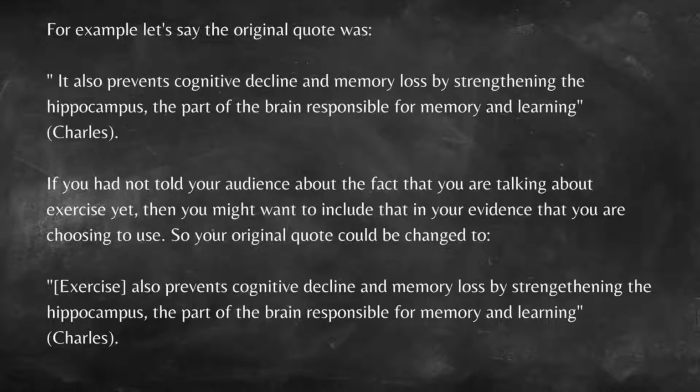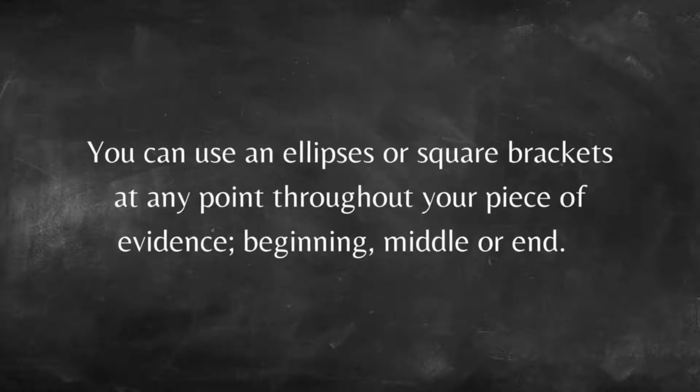For example, we'll keep the same original quote we used before, but this time, let's say that maybe you haven't told your audience yet that exercise specifically is what you're talking about. This is something that you can add to your evidence. So you would put exercise in square brackets, and notice how that replaces the "it" from the original text. So, exercise also prevents cognitive decline and memory loss by strengthening the hippocampus, the part of the brain responsible for memory and learning. Note that you can use an ellipses or square bracket at any point throughout your piece of evidence, in the beginning, middle, or end.